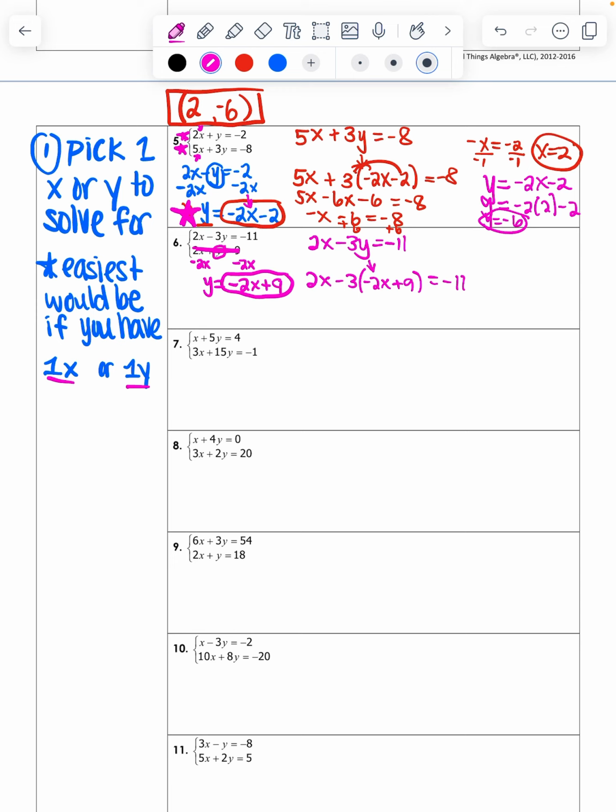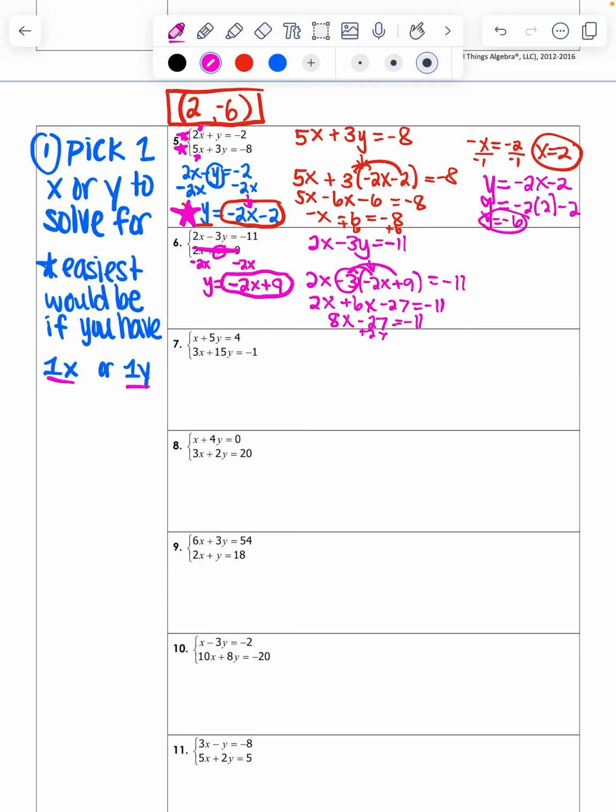So distributive property, just be careful. This is a negative 3, so this is going to be 2x, not affected by the distributive property. But negative 3 times negative 2x is positive 6x. Negative 3 times 9 is negative 27. And here we have it. So now, combining like terms, 2x plus 6x is 8x. So 8x minus 27 equals negative 11.